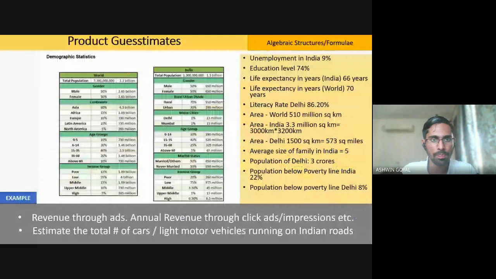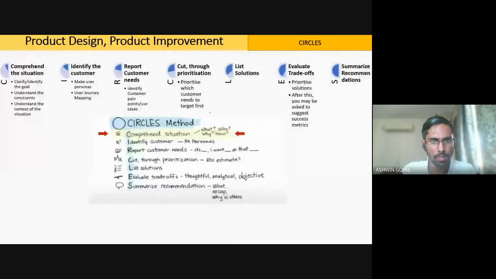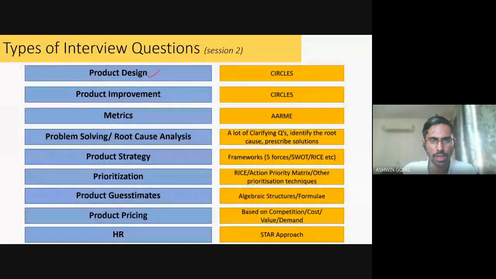Prioritization we covered yesterday, and next session we'll cover guesstimates. So what all have we covered till now? Quickly summarize the types of questions. We've covered product design, improvement, and metrics today. We'll discuss one example on metrics next time. Then problem solving or root cause analysis. We've at least covered the framework, and need to discuss the example next time. And product strategy, we've covered the framework as well as the example. Prioritization we've done. So now we are just left with guesstimates, product pricing, and HR questions.